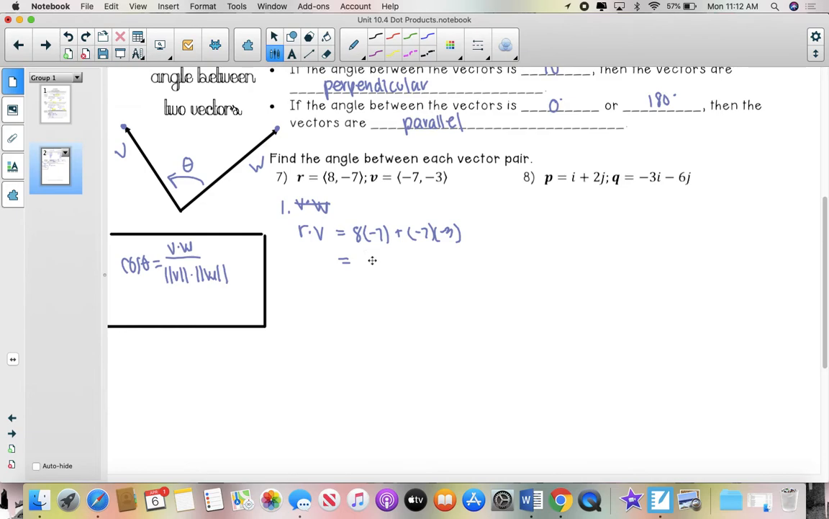If you take that and just type in your calculator, you can. So you get -35. Second step we're going to do is we're going to find the magnitudes of these separately. So in this situation, I'm going to find the magnitude of r first. So 8 squared is 64, 7 squared is 49. Okay, if you put that together, that's 113. Okay, so third step, we're just doing this chunk by chunk. We're going to do the magnitude of v. So you're going to do 49 plus 9, and 49 plus 9 is 58.